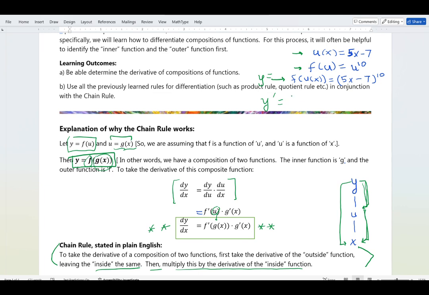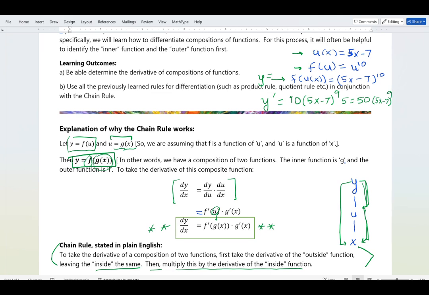So you differentiate the outside function, that's the power of 10 function. Bring the 10 down, subtract 1 from the power, leaving everything on the inside the same. And then by the chain rule, you multiply everything by the derivative of the inside. So you multiply it by 5. And in simple form, you can multiply 5 times 10 is 50 times 5x minus 7 to the power of 9.